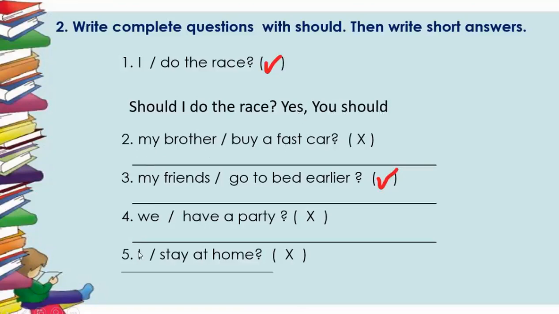Here you have 5 sentences. In number 2, you have to write a negative answer. In number 3, a positive answer. And 4 and 5, a negative answer. Don't forget, all are questions. Don't forget to look at how the question starts. Should I do the race? Okay. Should I? Should you?